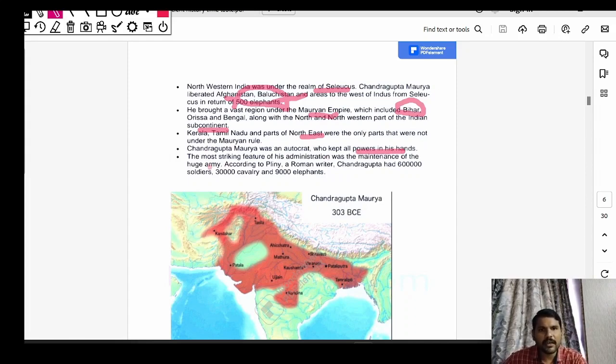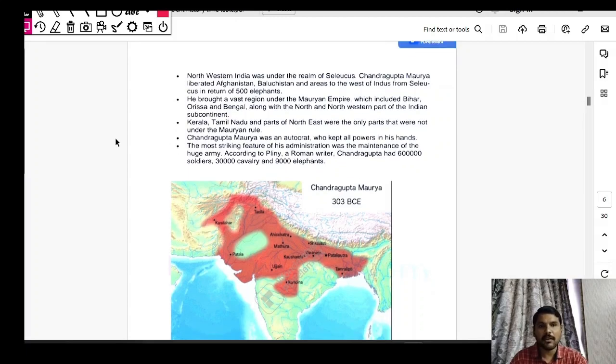Most striking was the huge army. From the Indus Valley civilization, there wasn't any army or anything. Later on, it was only during the Magadha Empire that we see this concept of empires and armies. By the time it reached the Mauryan Empire, there was a huge army. According to Pliny, a Roman writer, Chandragupta had 600,000 soldiers, 30,000 cavalry, and 9,000 elephants. Elephants play a very important role. Even when Alexander came to India, the use of elephants in war was something they had not faced before.